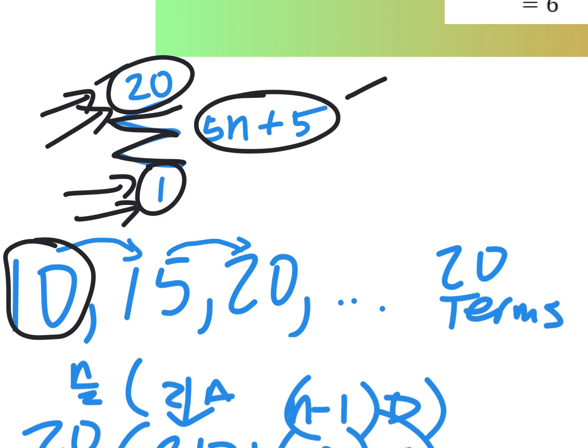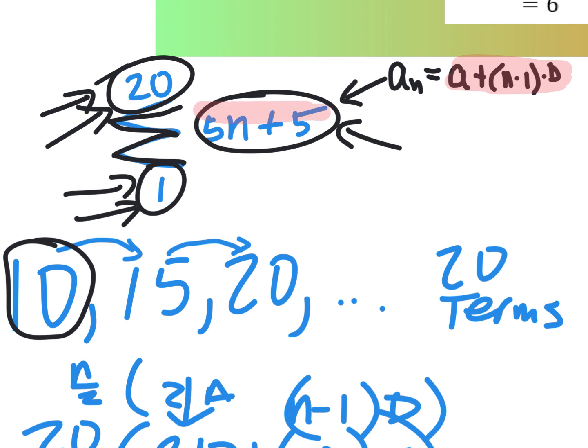So here's a great way to get this, the hard part. Do you remember me telling you that the any term thing was like a big deal? A sub n is a plus n minus 1 times d. If you put this part of it right here, it will work.